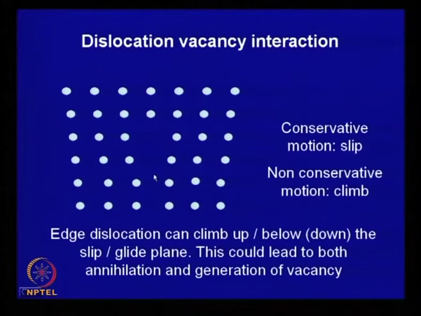In this case we considered the climb motion of the dislocation. Through climb motion, what is happening? Vacancies are getting annihilated. If one vacancy from the rest of the part comes here, the vacancy concentration in the rest of the part decreases. Similarly, if the dislocation climbs down, it can generate vacancies. So, an edge dislocation can act both as a source and a sink for vacancies.